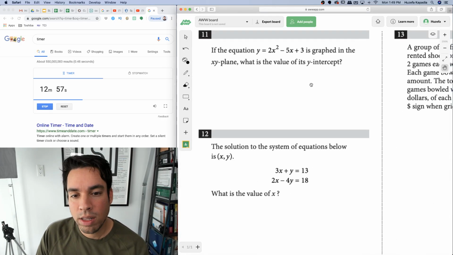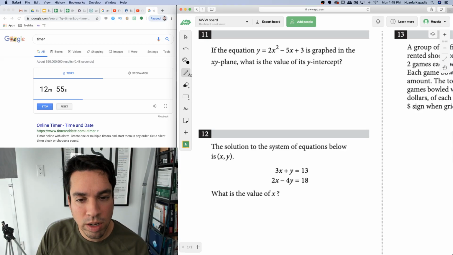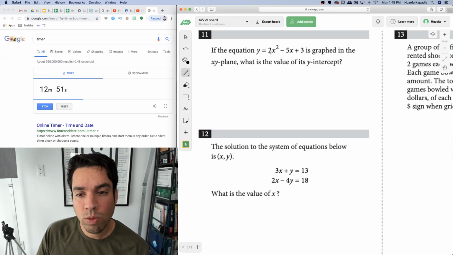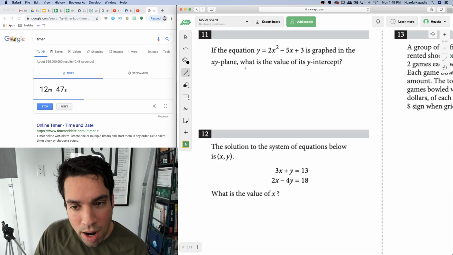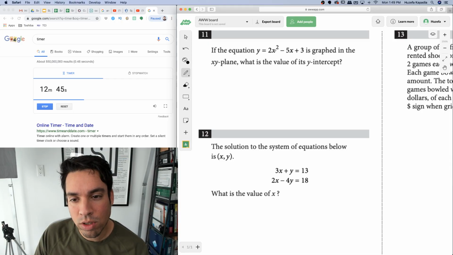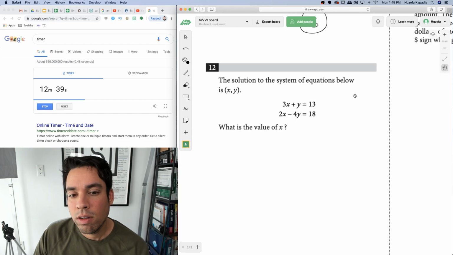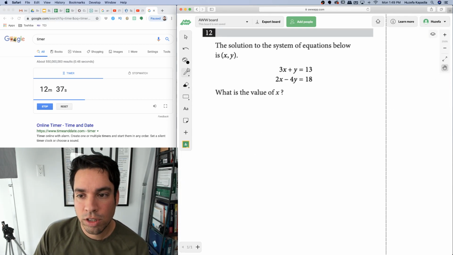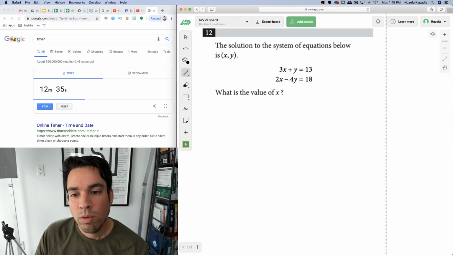Okay, number 11. This is the free response section where you have to grid in. It's no multiple choice. So you want to be extra careful here. If the equation y equals this is graphed in the xy plane, what is the value of its y-intercept? The y-intercept occurs when x equals 0, where these will zero out. Therefore, the y-intercept is 3. Number 12, the solution to the system of equations below. What is the value of x?